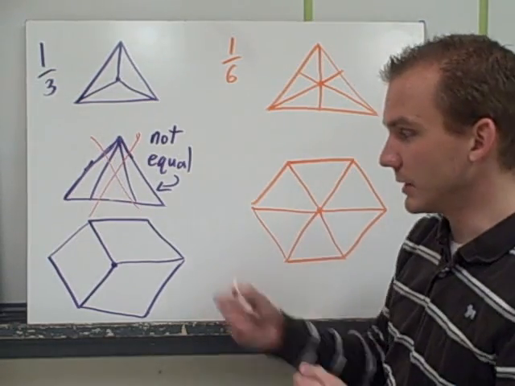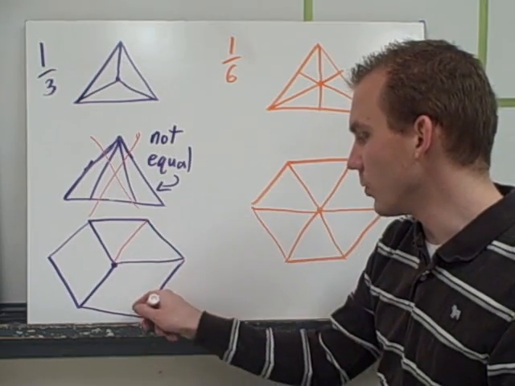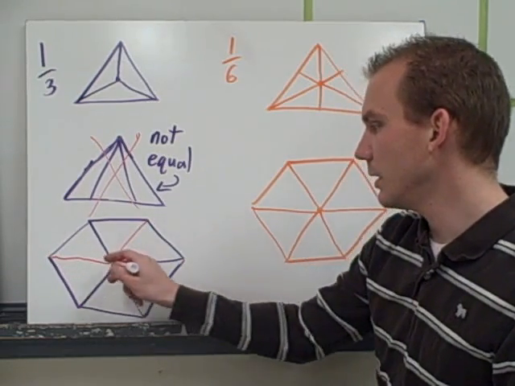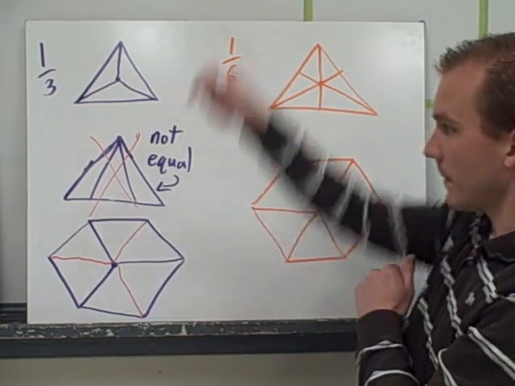This is a hexagon split into 6. Basically the same shape, but I just did it with every corner to the middle, and now I have sixths instead of thirds.